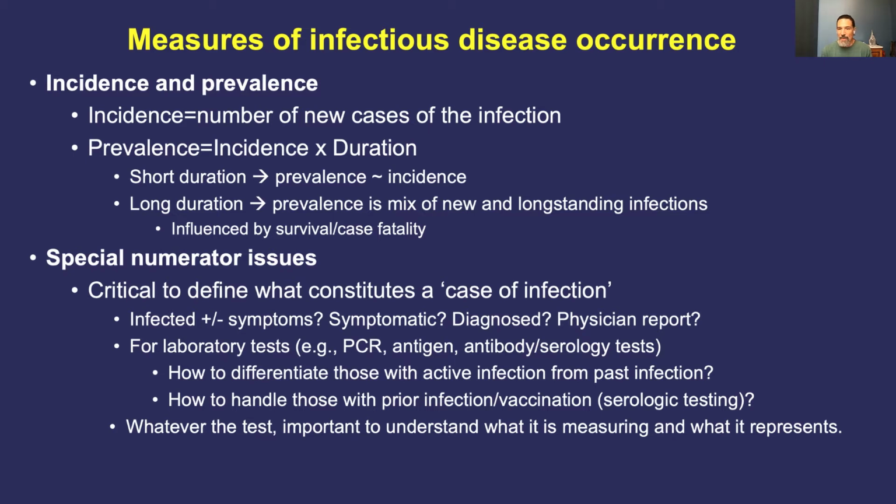When measuring or describing incidence and prevalence, it's critical to define what constitutes a new case of infection. Is it anyone who is infected regardless of whether they have symptoms, or anyone who tests positive regardless of symptoms, only people with symptoms, or anyone with symptoms who's diagnosed by a healthcare provider? These are special issues that need to be considered when doing calculations and making estimates or measures of infectious disease occurrence that specifically relate to the numerator, or who you count as a case.